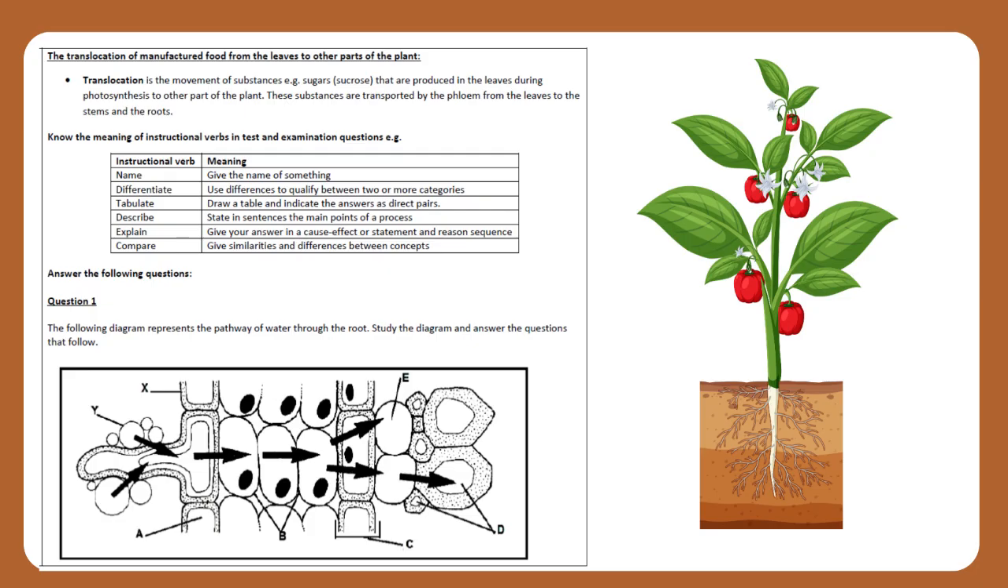The translocation of manufactured food from the leaves to other parts of the plant. Translocation is the movement of substances, e.g. sugars, sucrose, that are produced in the leaves during photosynthesis to other parts of the plant. These substances are transported by the phloem from the leaves to the stems and the roots.